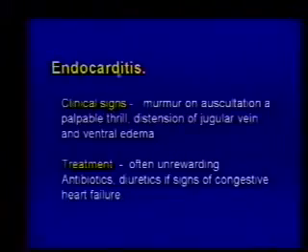Clinical signs: we may pick up a murmur on auscultation and a palpable thrill, distension of the jugular vein with ventral edema, right heart failure. So this jugular vein distension that I mentioned to you is important. When you see that in dairy cows, you need to be thinking of a hardware disease, or you need to be thinking of an endocarditis, or perhaps some protein losing enteropathy.